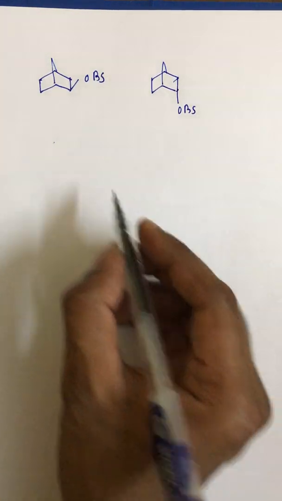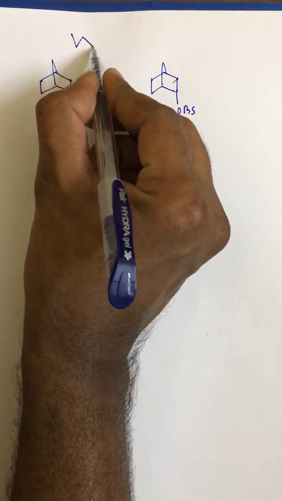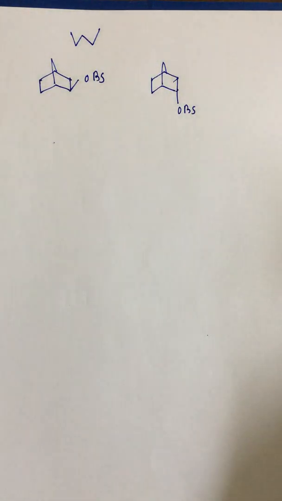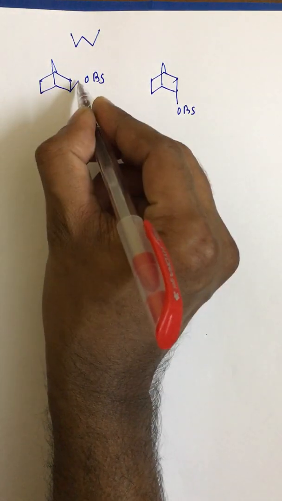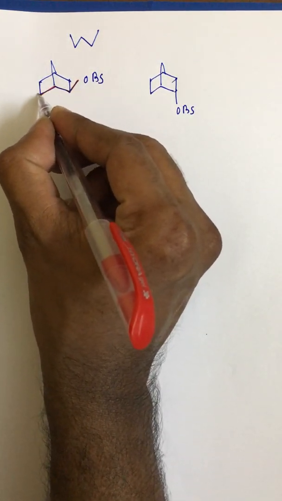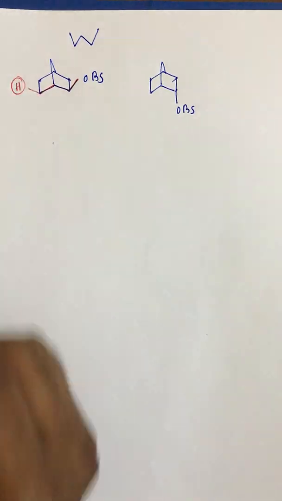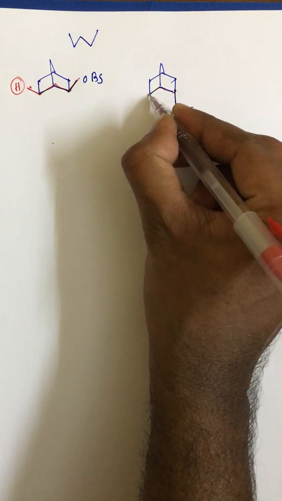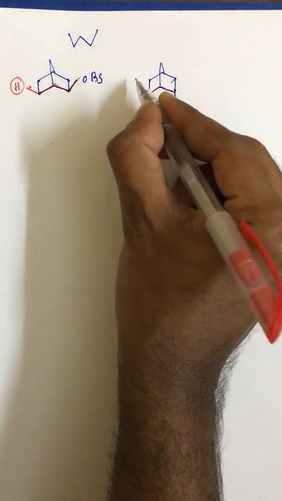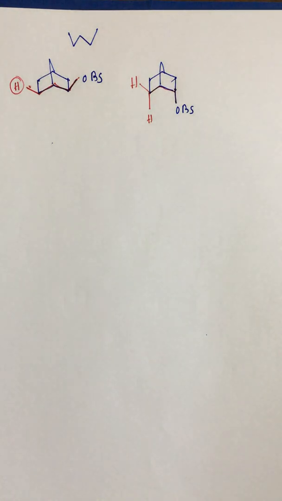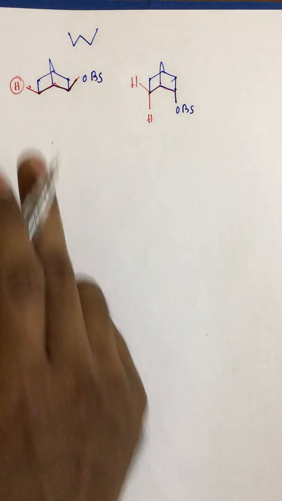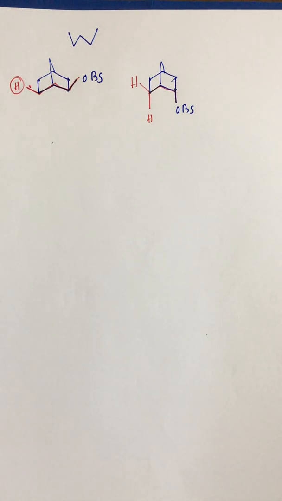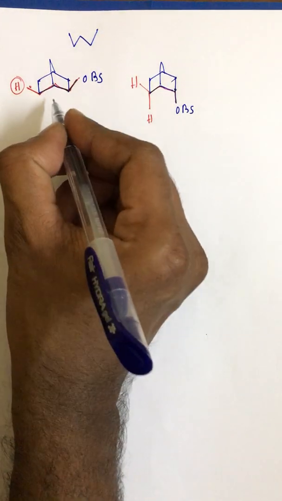Just remember, anchimeric assistance means a W shape. Where we achieve a W shape, there anchimeric assistance is possible. See, here we have a W shape, including this hydrogen. This is a W shape. But here we have a U shape, or you can take this also. So here W shape is not possible, but here W shape is possible. That means here anchimeric assistance is possible. We'll see what the mechanism is here.